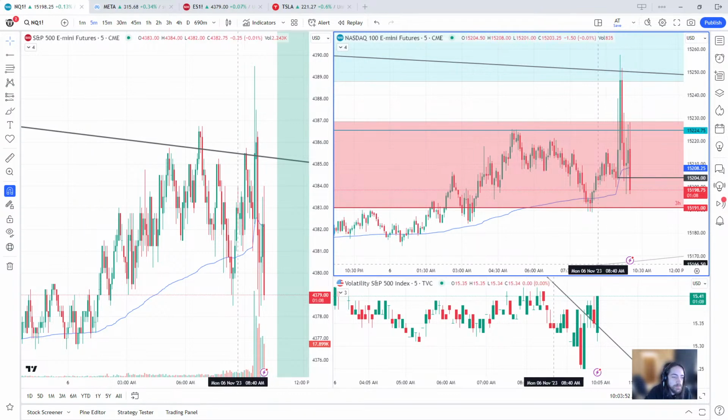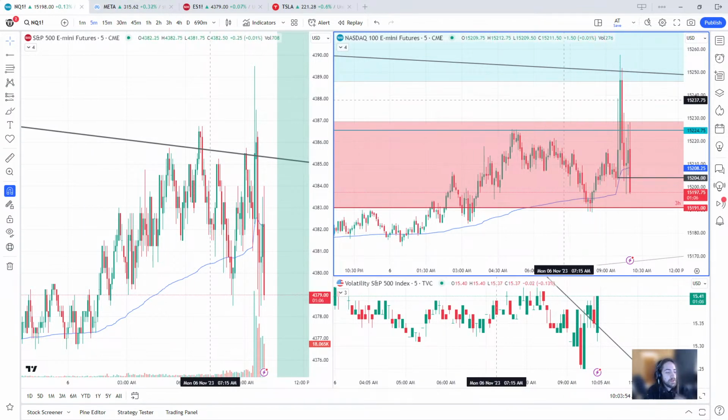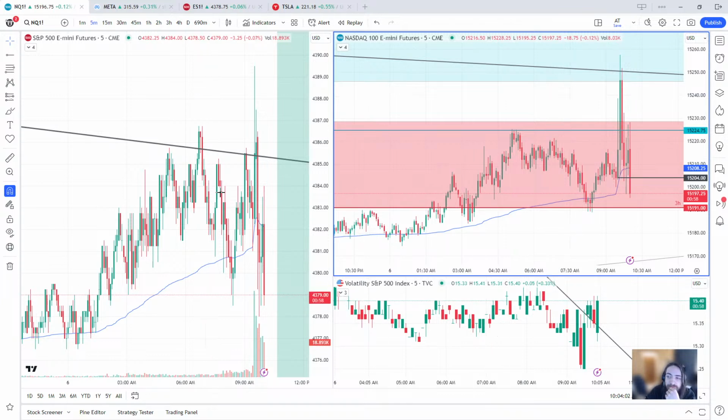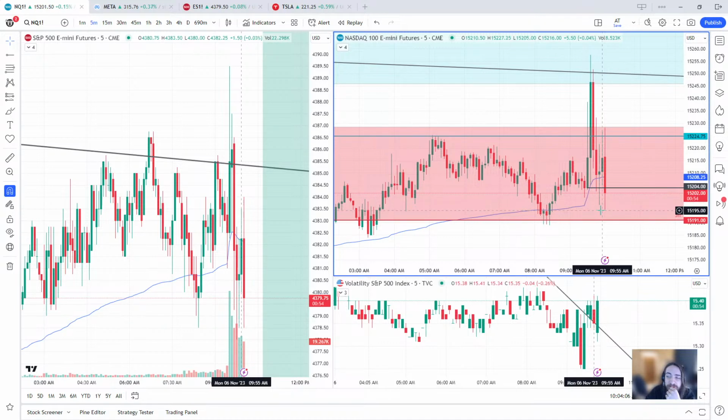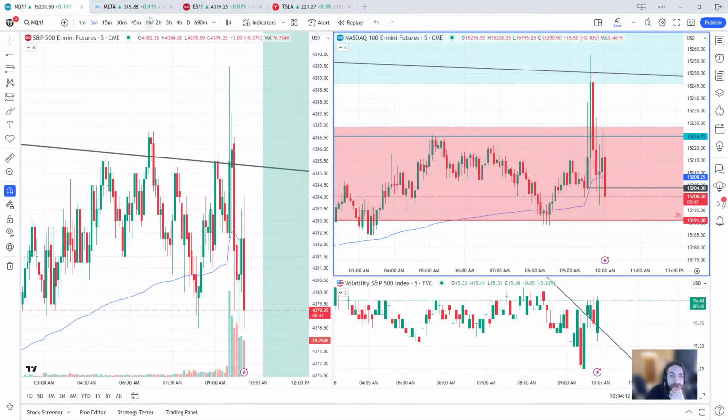Give us that bounce. Bounce with me. Let's trap him. Ooh, damn. It did that to trap people hitting sell limit. Fill you right down there. Good bounce. That's what I want.